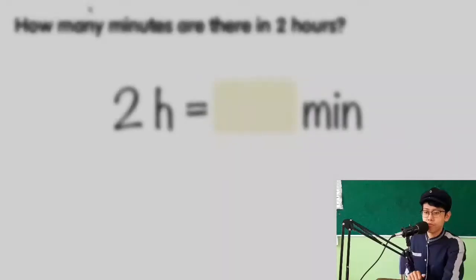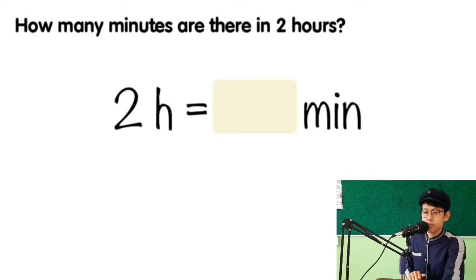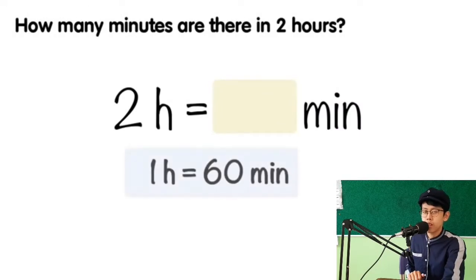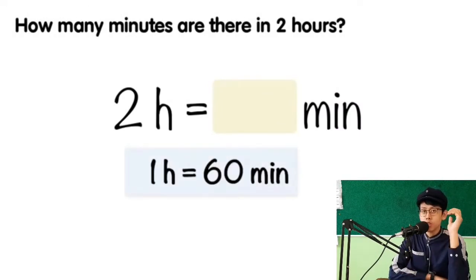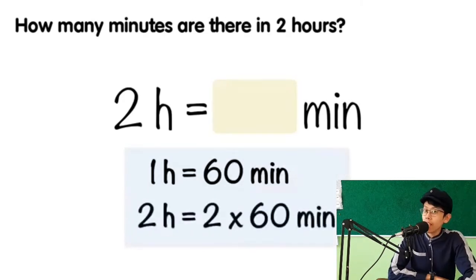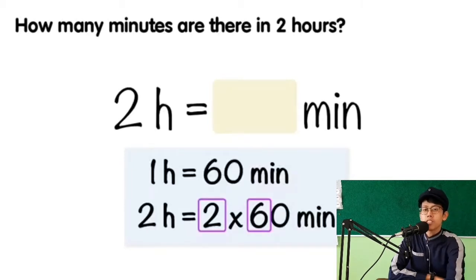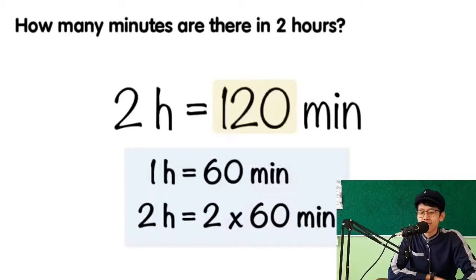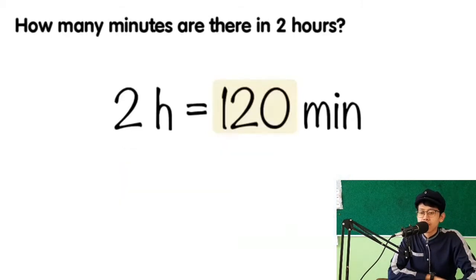Check it out. How many minutes are there in 2 hours? In 1 hour, there are 60 minutes. So in 2 hours, there are 2 times 60 minutes. 2 times 6 equals 12, so 2 times 60 equals 120. There are 120 minutes in 2 hours.